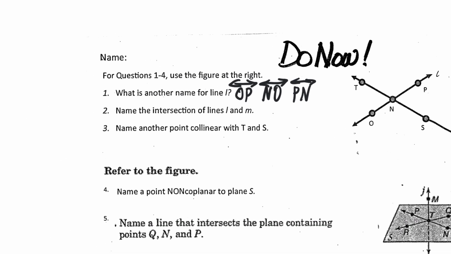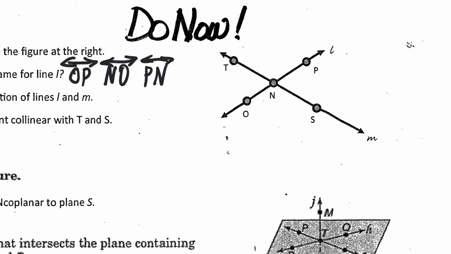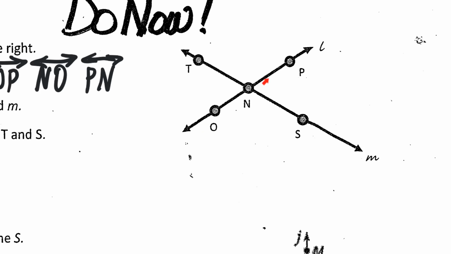Okay, next one. Name the intersection of line L and M. So here's line L. Here's line M. Where do those two meet up? Right there at point N, right?